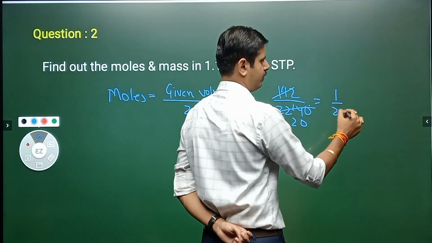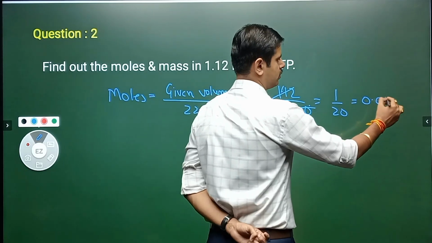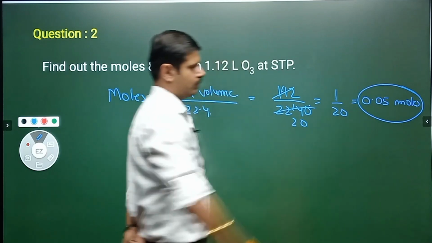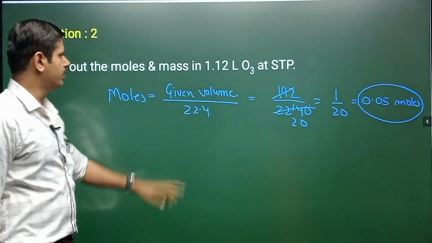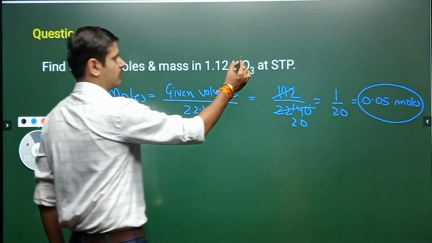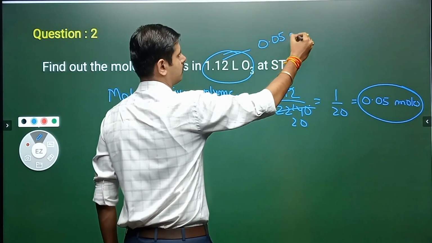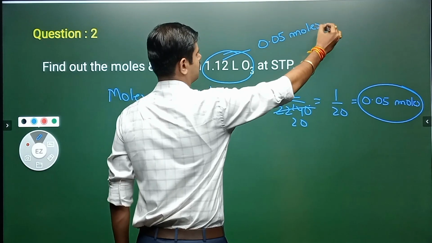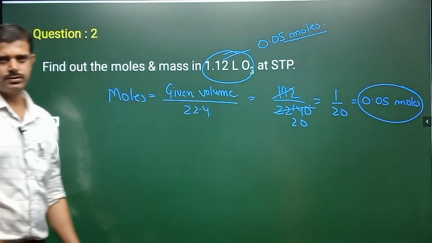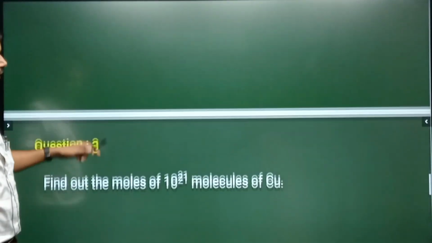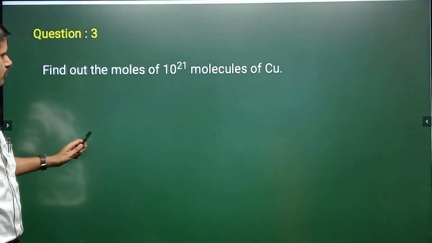This is 1 by 20, which is equal to 0.05 moles. Clear? It means in this many liters of O3, we have 0.05 moles. Clear? This is the second question. Now, we'll go to the next question.